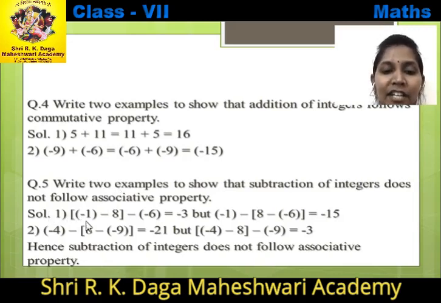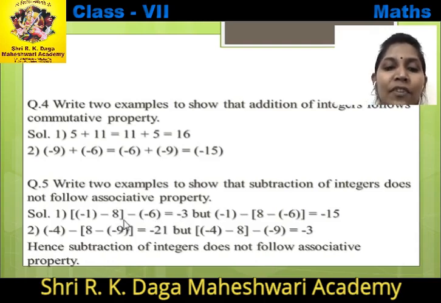Now I have taken the first example: minus 1 minus 8 minus minus 6. I have taken three integers with minus sign in between, which gives the value minus 1 and minus 8, that is minus 9. Minus plus, so minus 9 plus 6 is equal to minus 3.